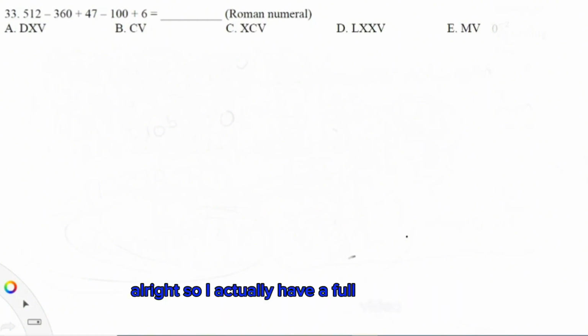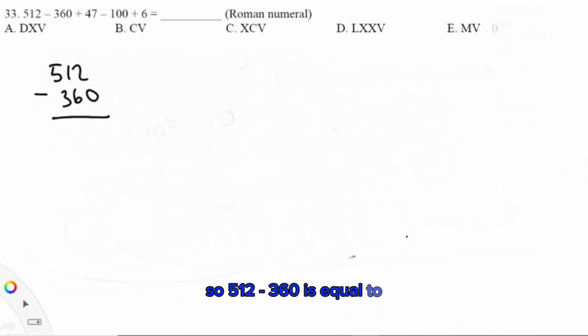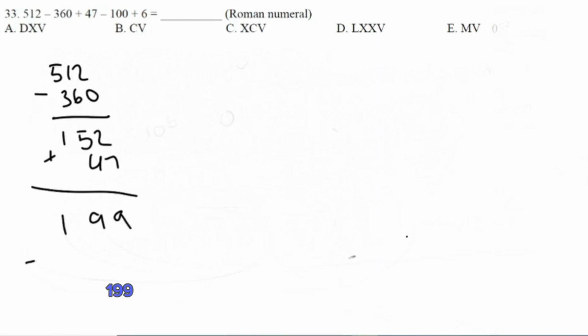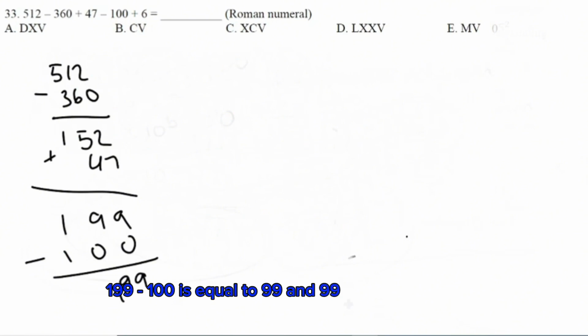Alright, so I actually have a full video on this, but let's continue with this problem. 512 minus 360 is equal to 152. Now 152 plus 47 is 199. 199 minus 100 is equal to 99. And 99 plus 6 is equal to 105.